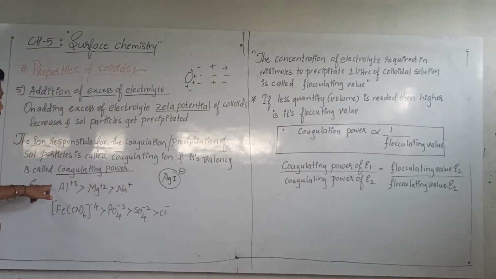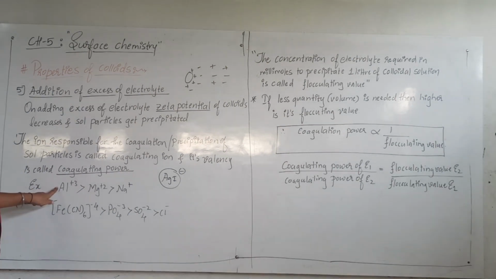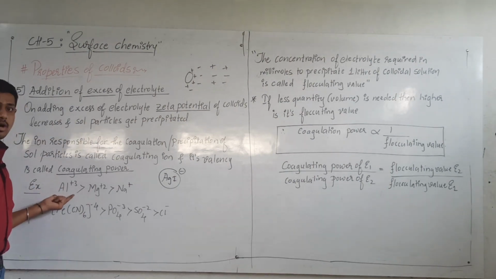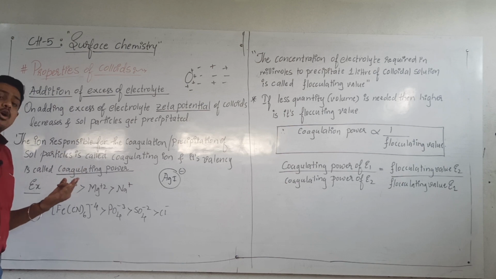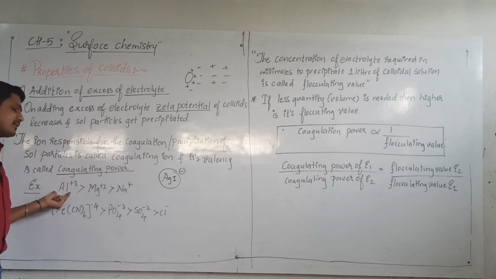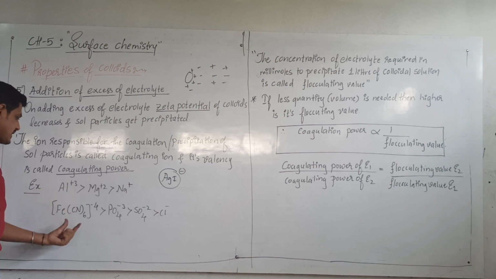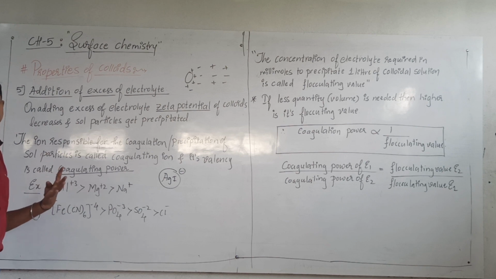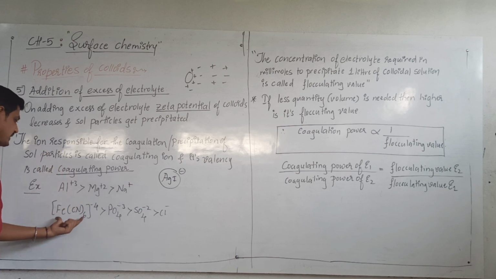If for example you take aluminium, it has a +3 charge, so it is required in less quantity, because a single aluminium ion can precipitate 3 of the colloidal particles. So a lesser concentrated aluminium solution is enough. I hope you are understanding. Same goes with this. Now this single ion can precipitate 4 of the positively charged colloidal particles, meaning what is the volume required? It will be less.